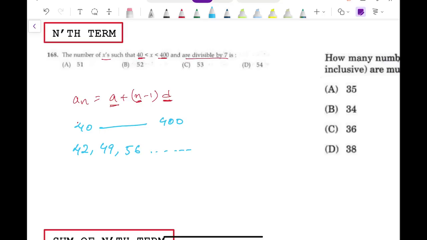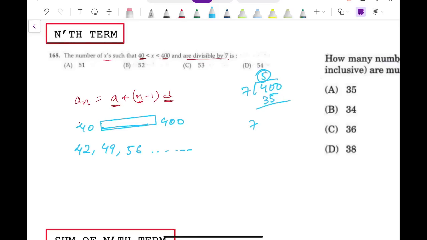But let's find the last number. The number should be between 40 and 400, so it should be less than 400. I'll just divide 400 by 7. 7 6s are 42, so 7 5s are 35. So I'll just take this term 7.